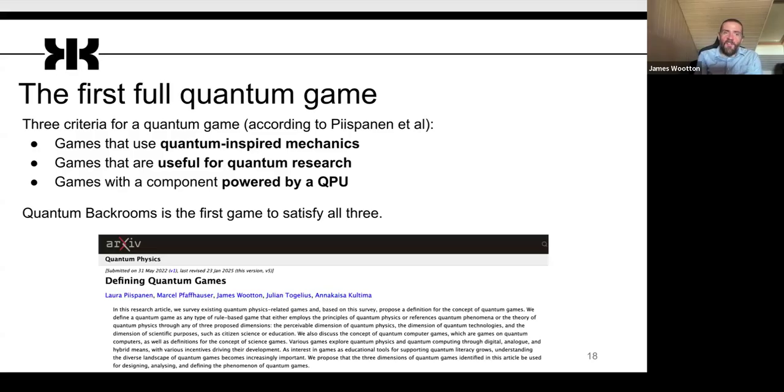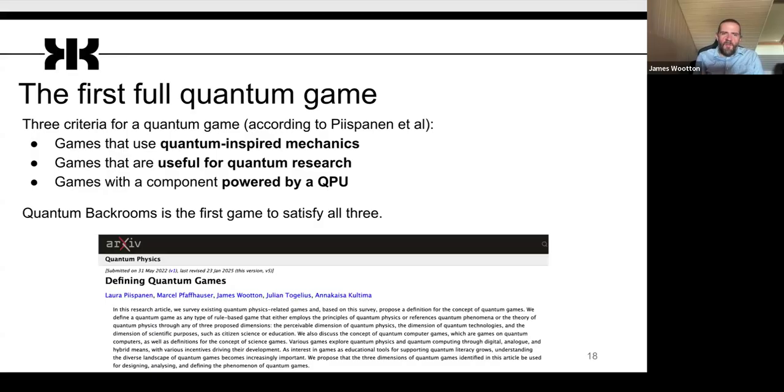And how do I define a full quantum game? Well, there was a paper a few years ago by Laura Piispanen and various other people, including me, that looked at all of the games that people have made that are arguably quantum games. So things that I've done on actual quantum computers, things that other people have done as citizen science projects or outreach projects, things that people have done just inspired by quantum, and found that there are three dimensions of quantumness that are relevant when people claim to have made a quantum game.